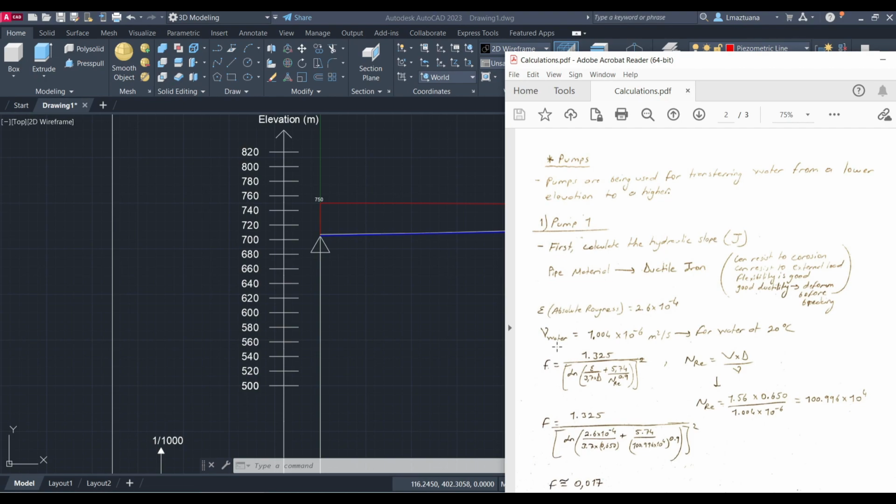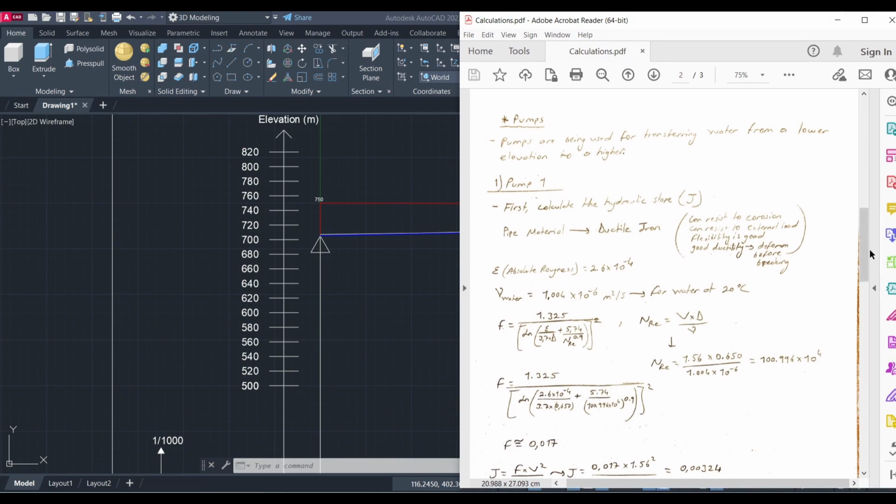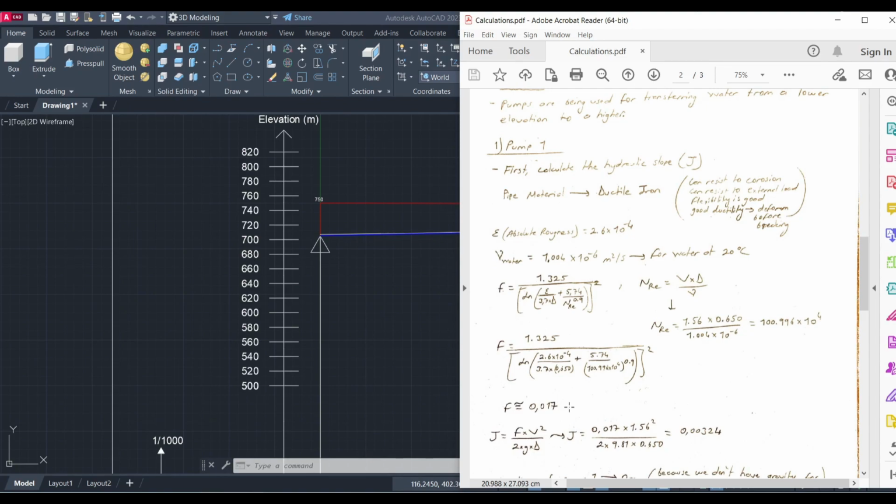So kinematic viscosity for the water at 20 centigrade degrees is given as like that, and by using these values we can find the friction coefficient by using the formula again, and the Reynolds number. Again, we are going to use a formula, and after we use these formulas, we can find the friction coefficient at 0.070. And after that, we can now calculate the hydraulic slope. We have the friction coefficient, we have the velocity, we have the diameter, so we found the hydraulic slope as 0.00324.